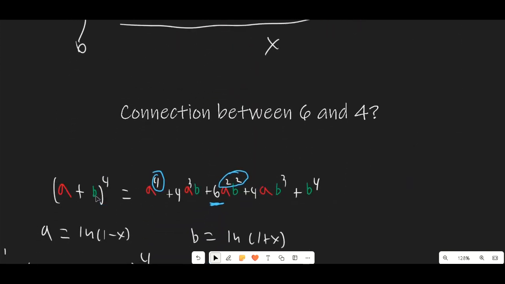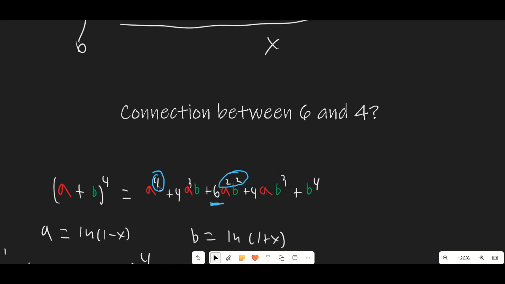binomial expansion of a plus b to the 4th power. Now notice here we have a plus b to the 4th power. We're going to get a to the 4th plus 4a cubed b plus 6a squared b squared plus 4ab cubed plus b to the 4th.